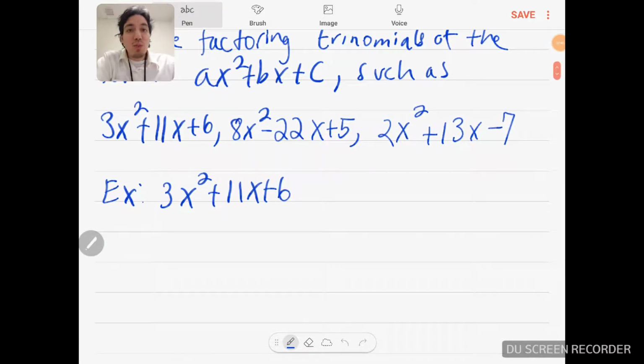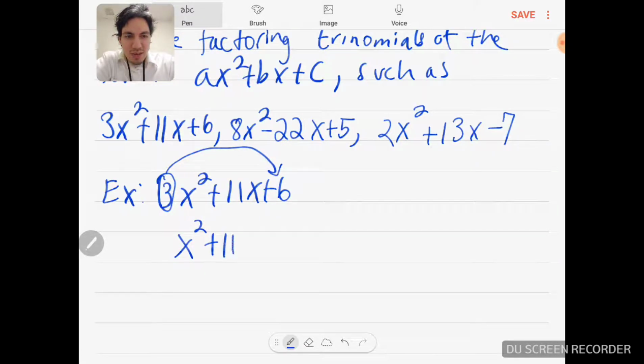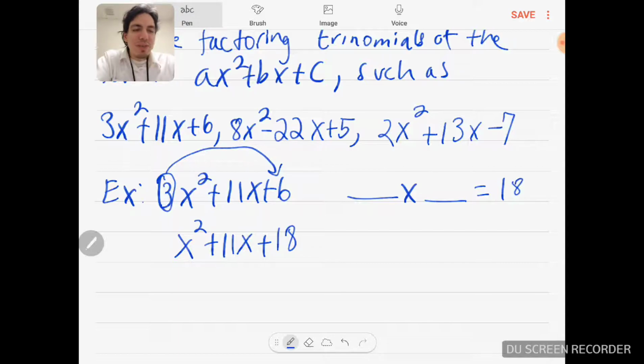What's the AC method? Where you take the numerical coefficient here, and you multiply it by the constant at the end, thus giving you a slightly new equation. So it'll be x squared plus 11x plus 18, and then you use the same logic where you have to think of two numbers that multiply into 18, but those same numbers have to add up to 11.